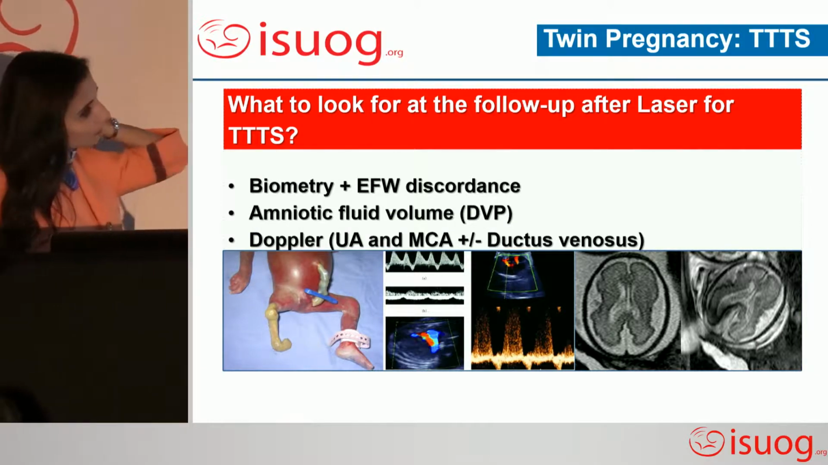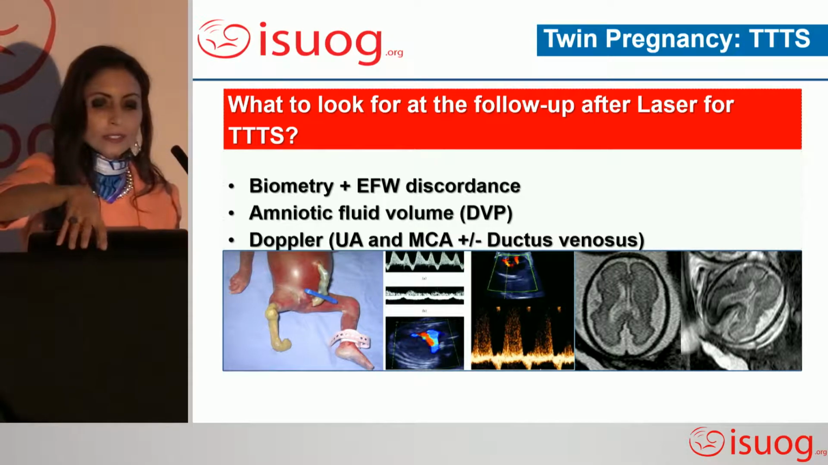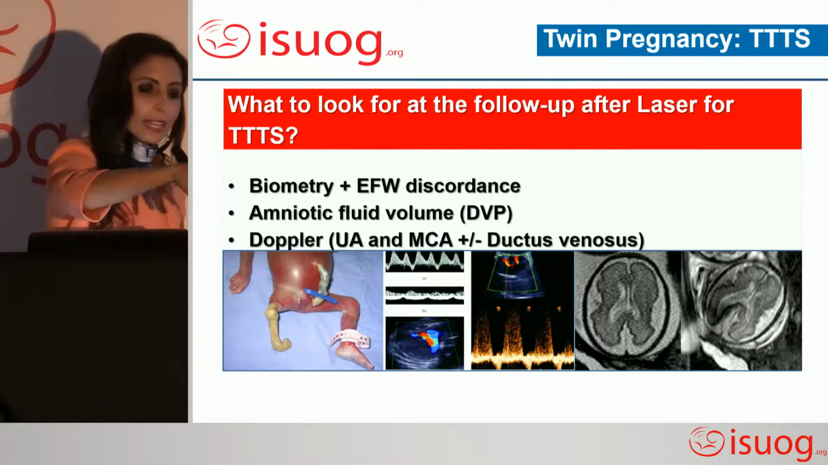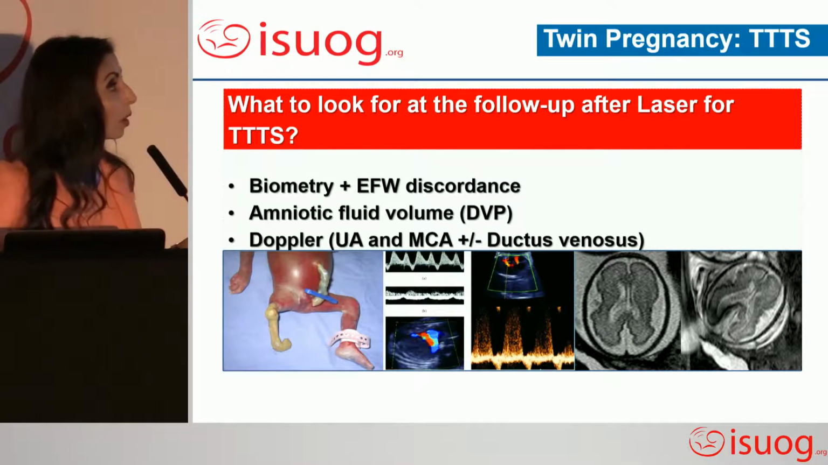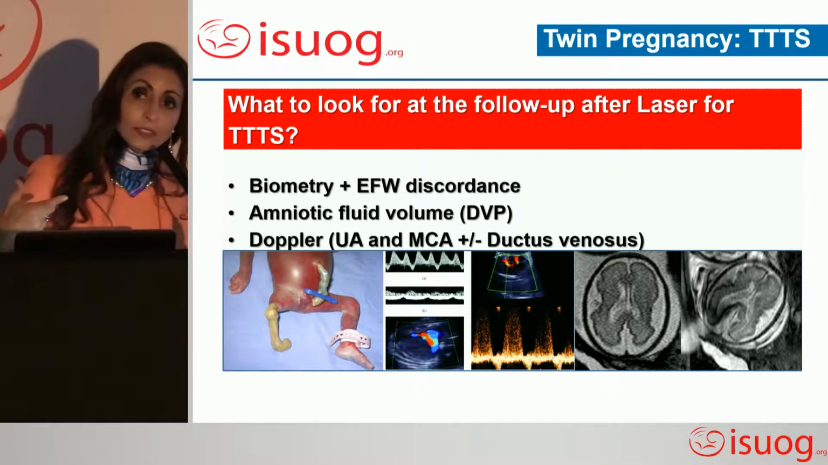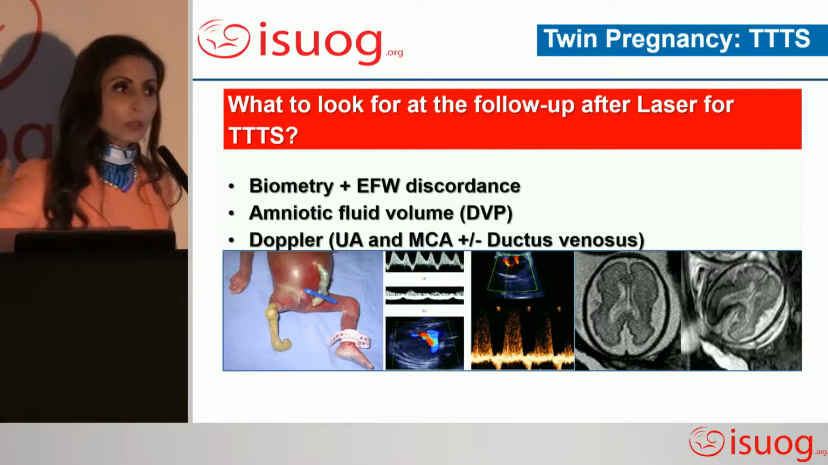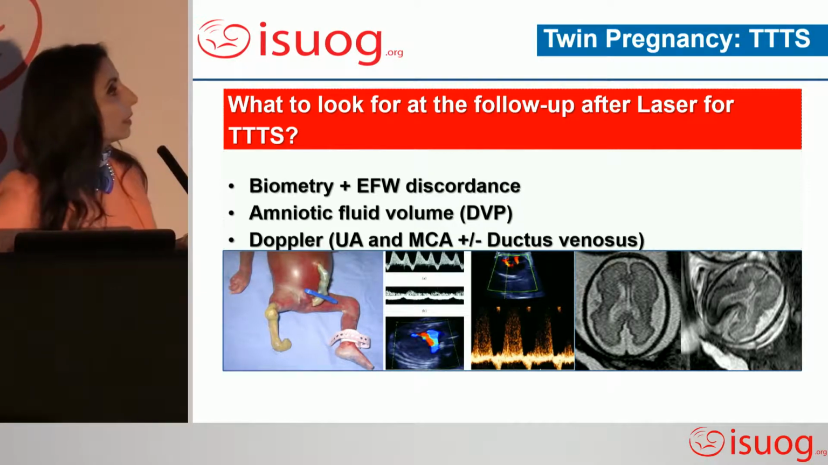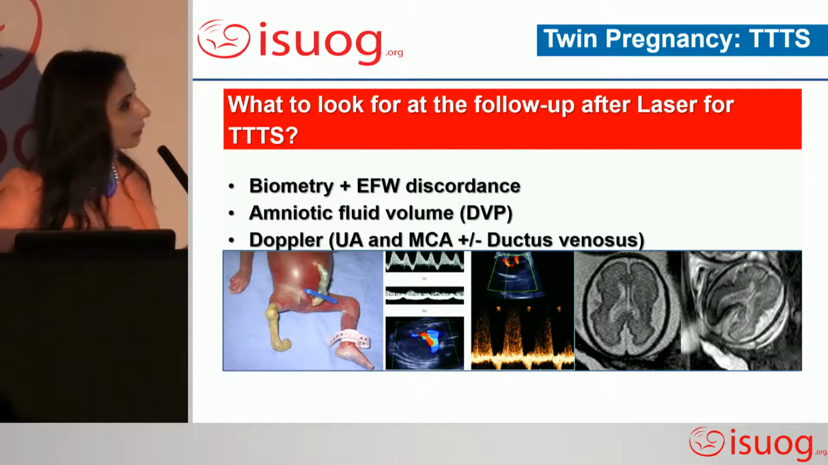So what should we look out for in the follow-up after laser? So cases that had TTTS, you send her to the reference center to have a laser, and then after the laser, things were fine, and you're following up this pregnancy. You're seeing her for the rest of the pregnancy. What should you be doing? Well, you need to obviously do the biometry and measure the estimated fetal weight discordance, because you're looking for selective fetal growth restriction in this pregnancy. You need to measure the amniotic fluid volume because you're looking for recurrence of TTTS. You need to do the Dopplers, umbilical artery and MCA, because you're looking for post-laser TAPS. And if any of them is abnormal, obviously you do ductus venosus.